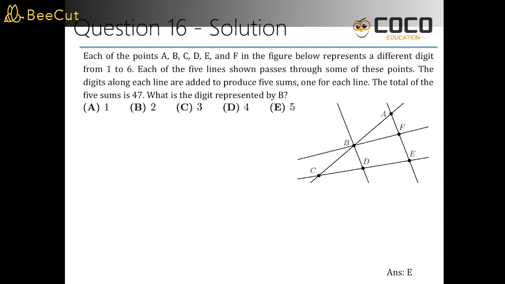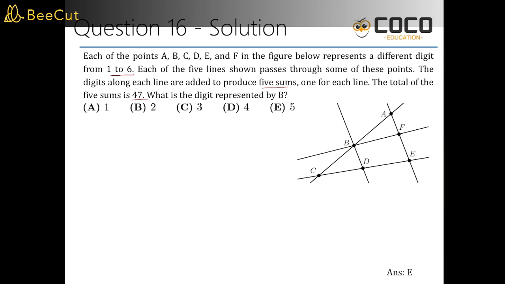Let's take a look at question 16. So these 6 points A, B, C, D, E, F, each of the points is assigned a number from 1 to 6. The digits along each line are added together to produce 5 sums. The total of these 5 sums is 47.